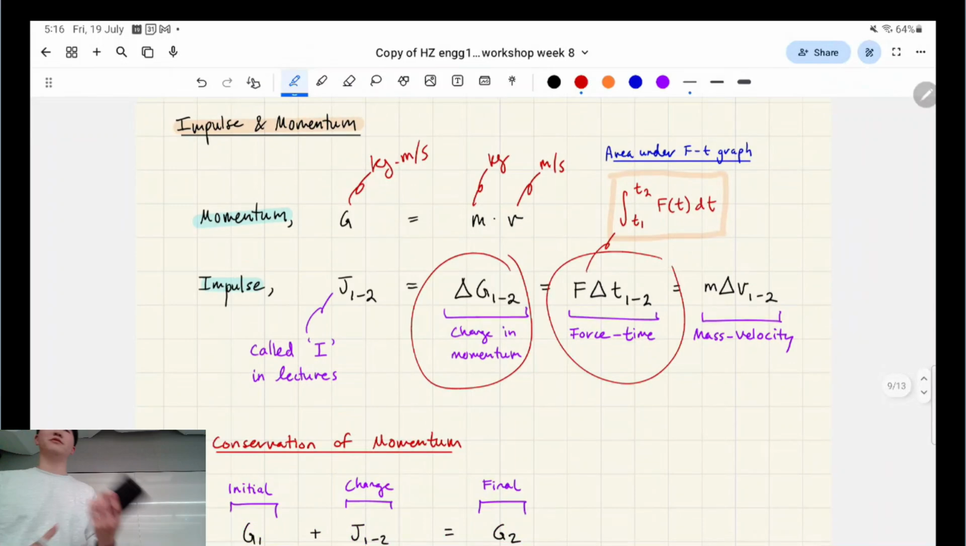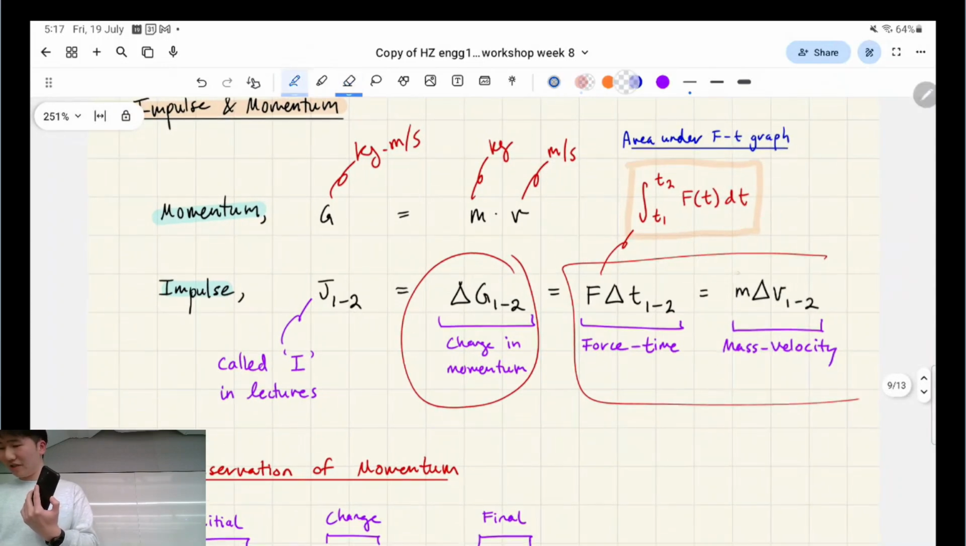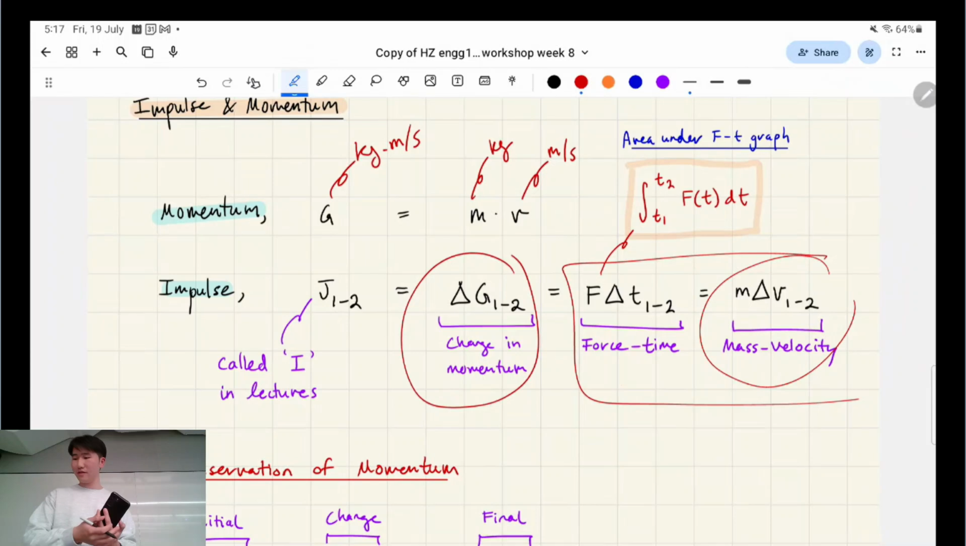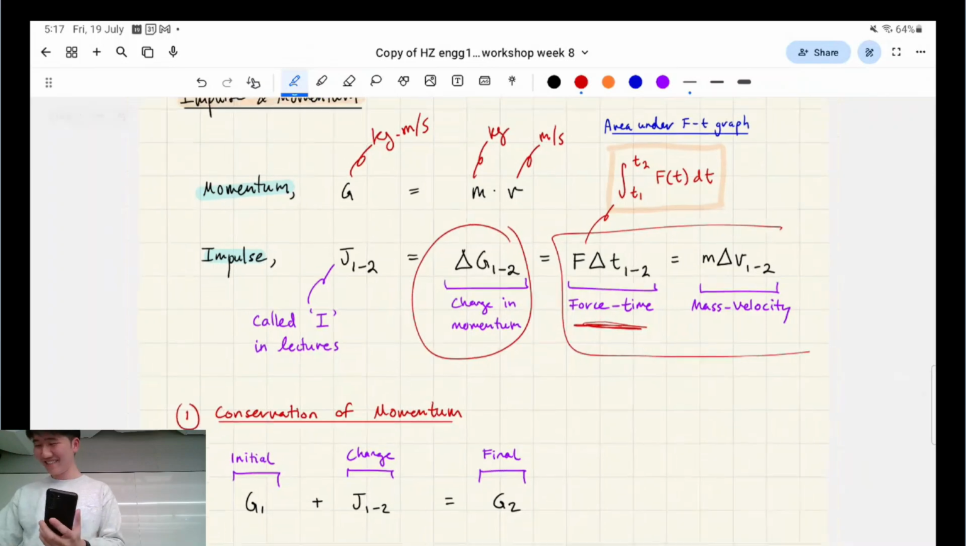There's another way to represent it when you manipulate Newton's second law. Impulse is equal to the force multiplied by the change in time, which is the linear version of it. And then there's the mass velocity relationship: impulse is also equal to the mass multiplied by the change in velocity. Sometimes you get force-time graphs, which we'll cover at the very end, where we map out the area underneath the force-time graph. That area is equal to the impulse.